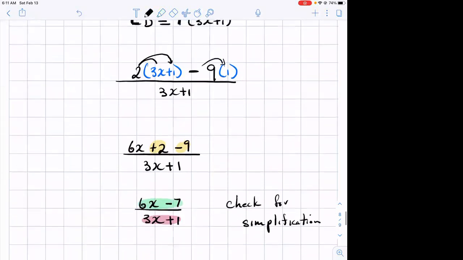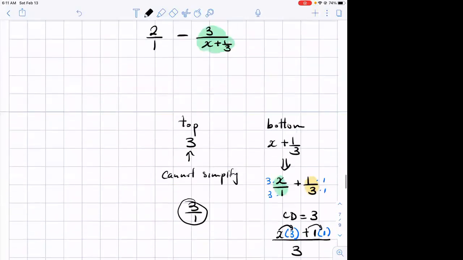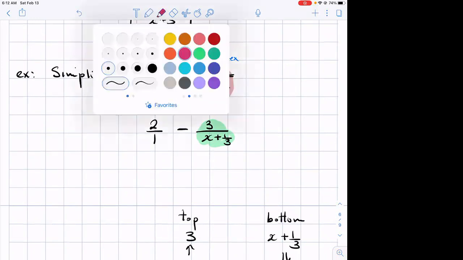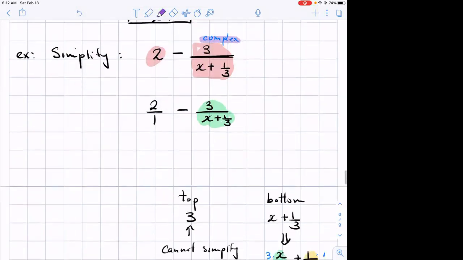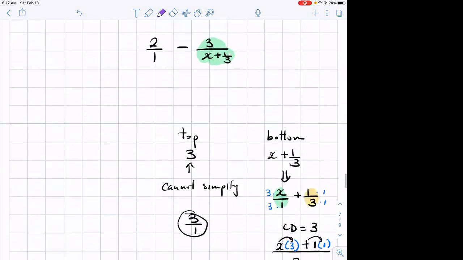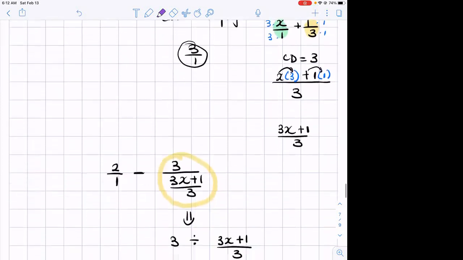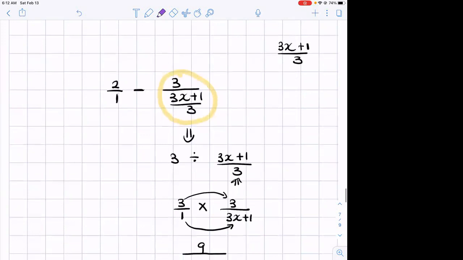So this one here was a longer process because after I simplified my complex fraction, after I simplified the complex part, I had to end up subtracting two fractions. So the first step was to simplify what I've highlighted there in green, which is the complex, so the top and the bottom. And then once I did that, I subtract the two fractions.